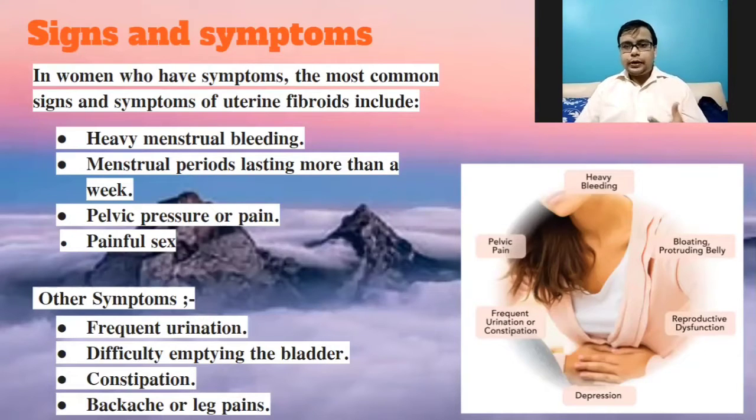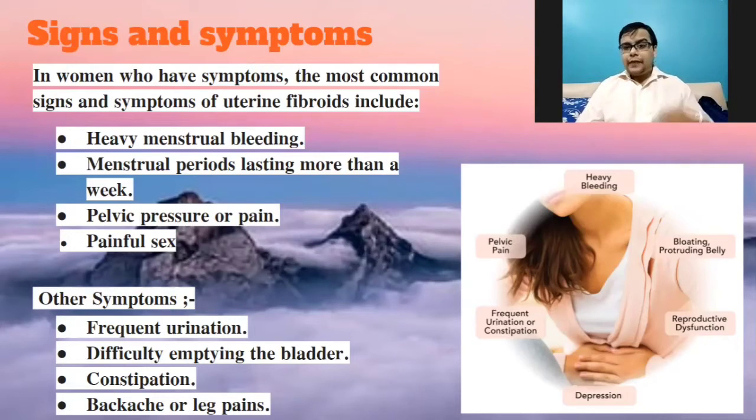The menstrual period lasts more than a week, and sometimes it can even last for 10 to 15 days or even a month. There is pelvic pressure or pain, and in certain cases it might also produce painful sex. That is, during coition, it might produce some sort of pain. It is generally present in a cervical kind of fibroid.